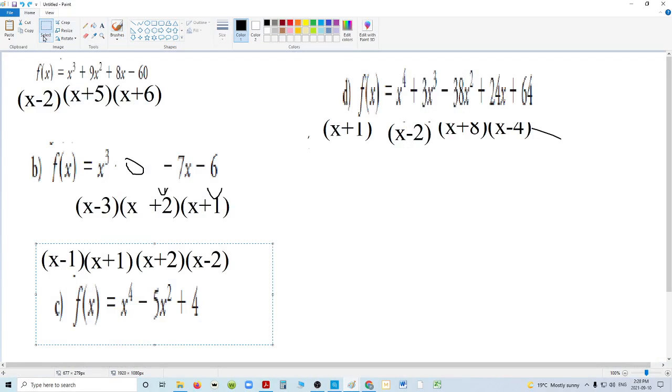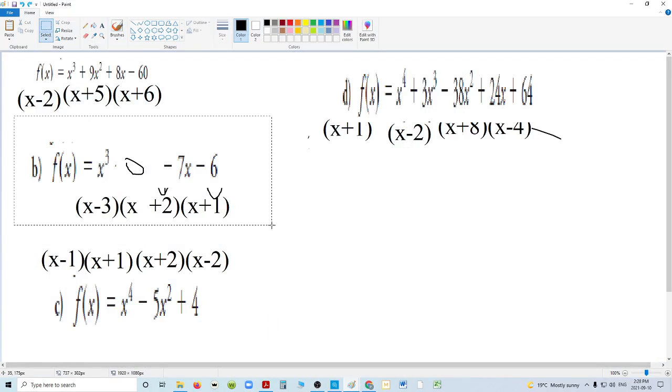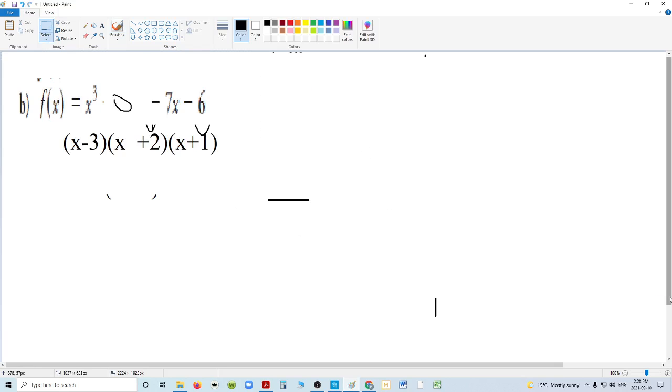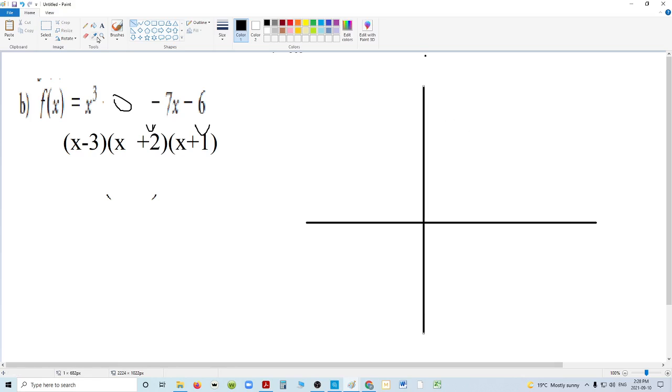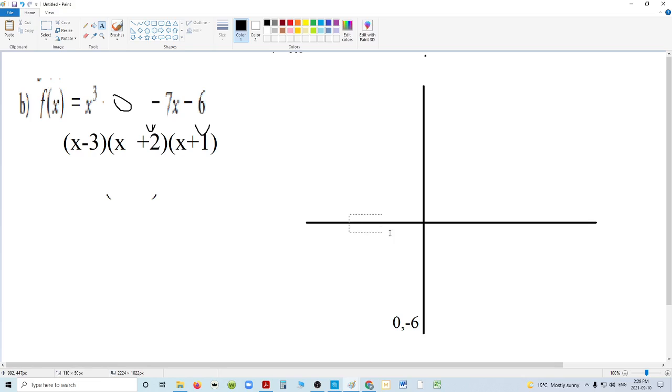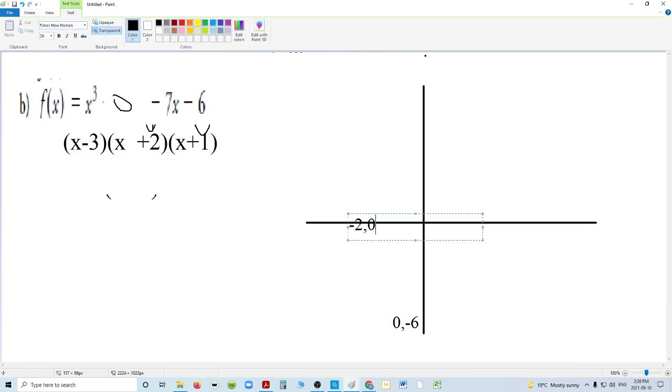Next one, a little bit easier. We're dealing with a cubic. And if you note, the y-intercept is going to be below it. So right away I can see that the y-intercept's here, 0, minus 6. It's in the main equation. And I can see that at minus 2, 0, minus 1, 0, and way over here at 3, 0.